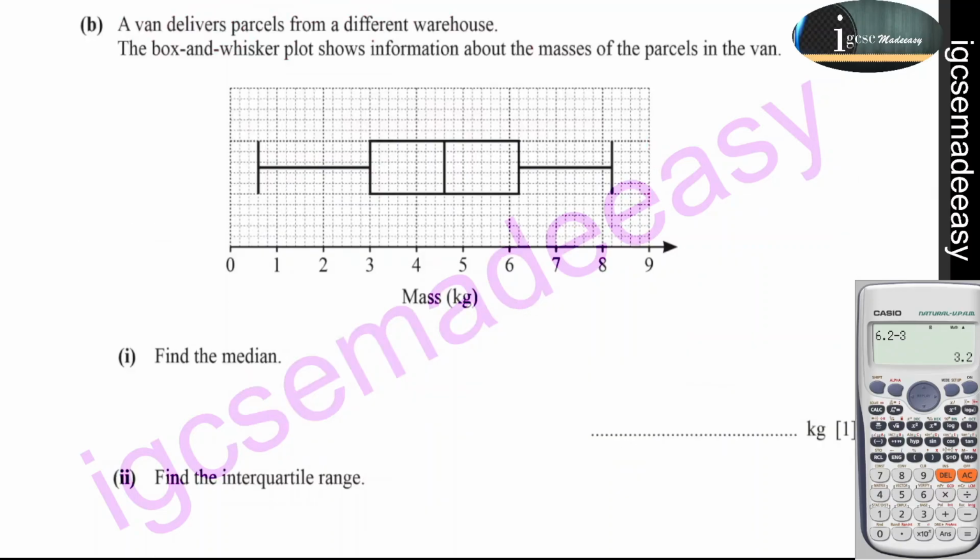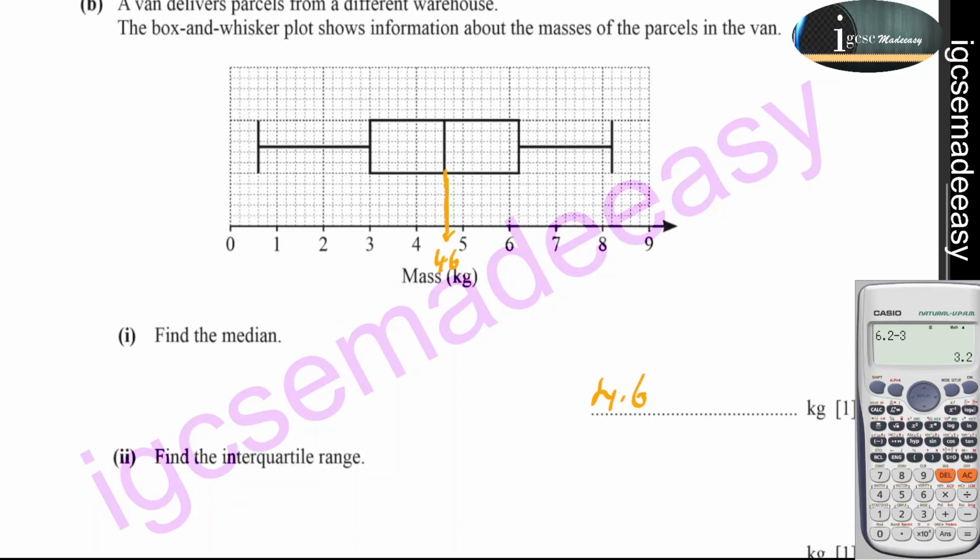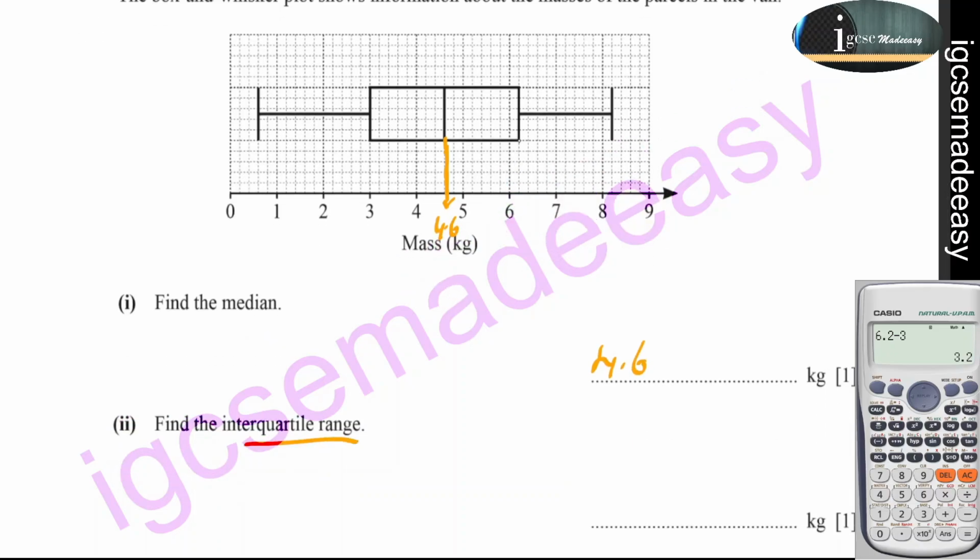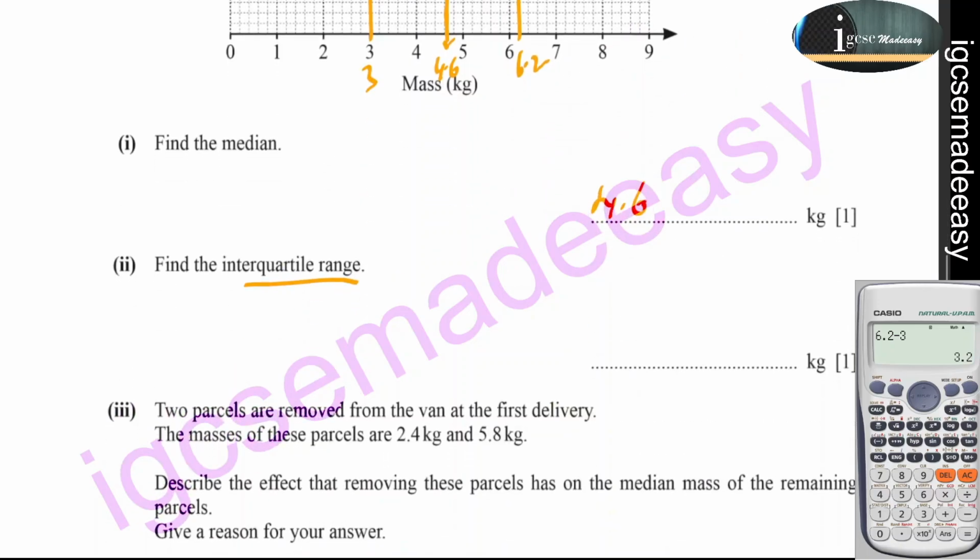Part B. A van delivers parcels from different warehouses, and this is a box and whisker plot, and we have to find the median of this. The median is this line, and whatever value comes here will be the median. So this is 4.2, 4.4, 4.6. So the median is 4.6. And find the interquartile range. The upper quartile is 6.2, and the lower quartile is 3. So 6.2 minus 3 will be your answer, which equals 3.2.